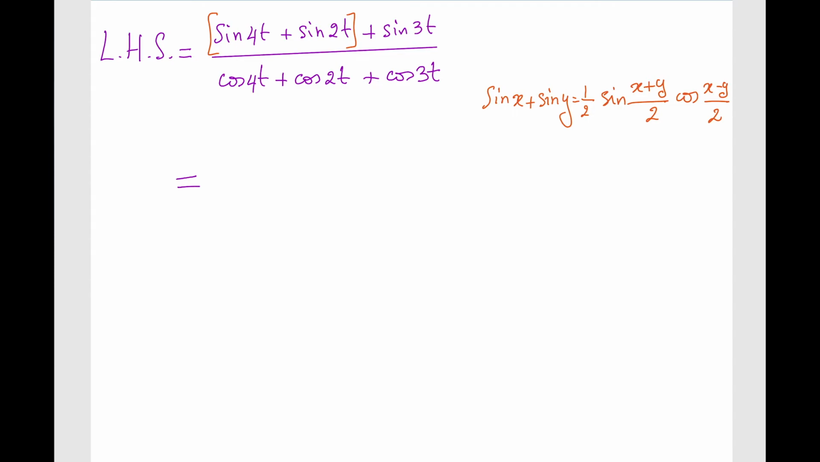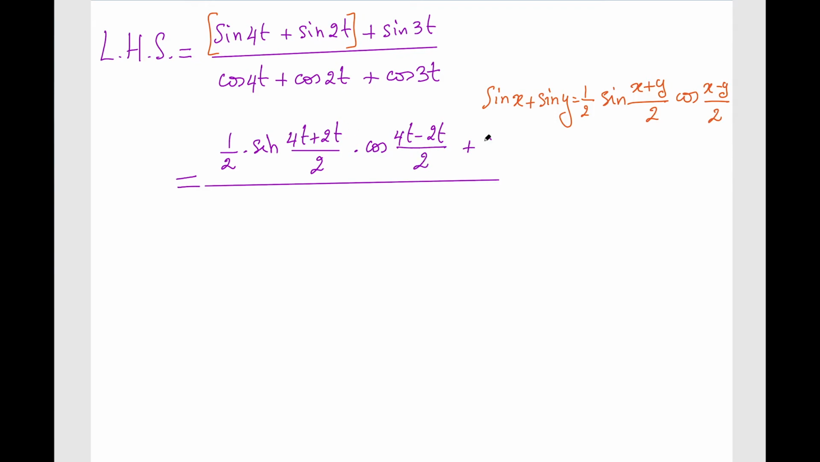So what do we get? We get a half... sorry, we get 2 times sine of (x plus y) over 2. And what's x plus y over 2? 4t plus 2t over 2, times cosine of the difference over 2, cosine of (4t minus 2t) over 2. Correct? That whole thing plus the existing sine 3t upstairs. I'm just adding this part. So that's the package I used for the numerator.